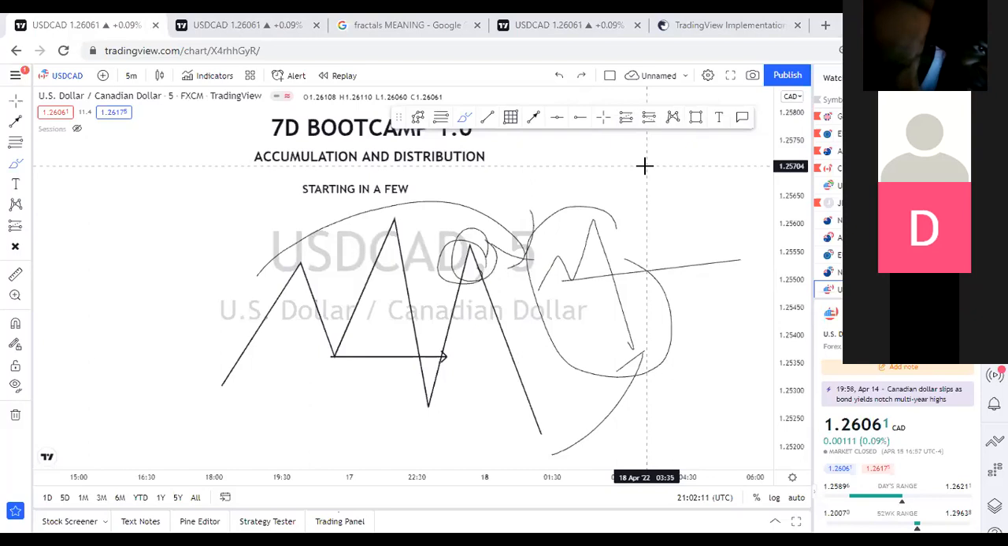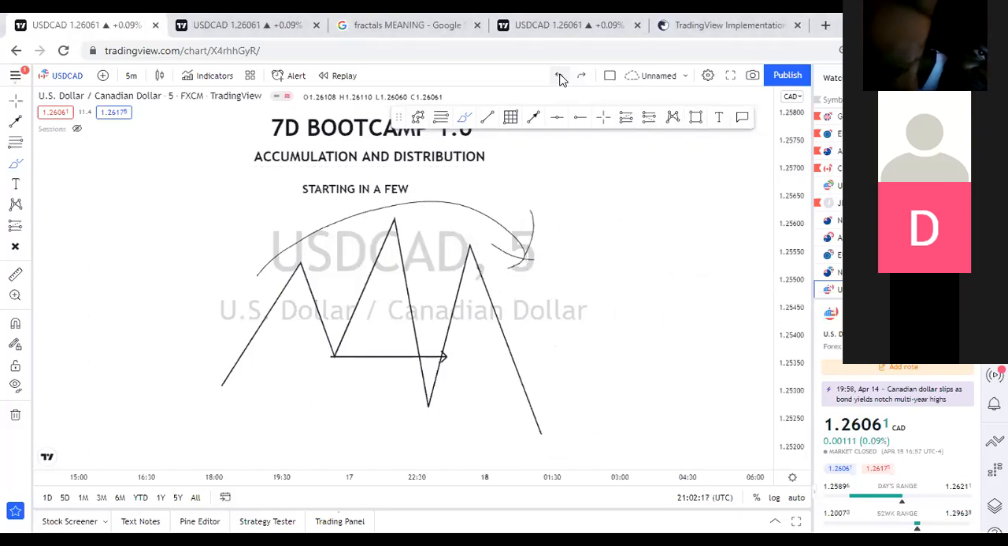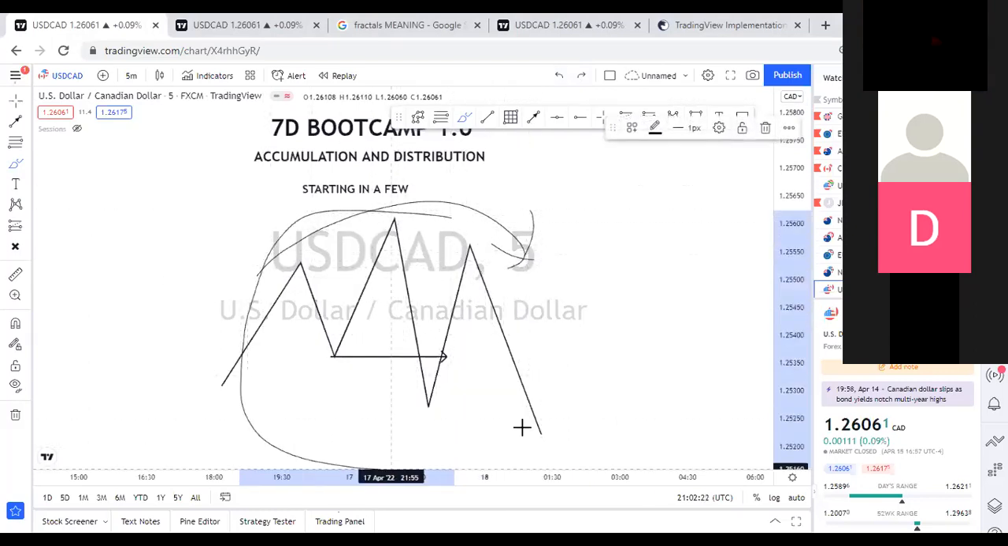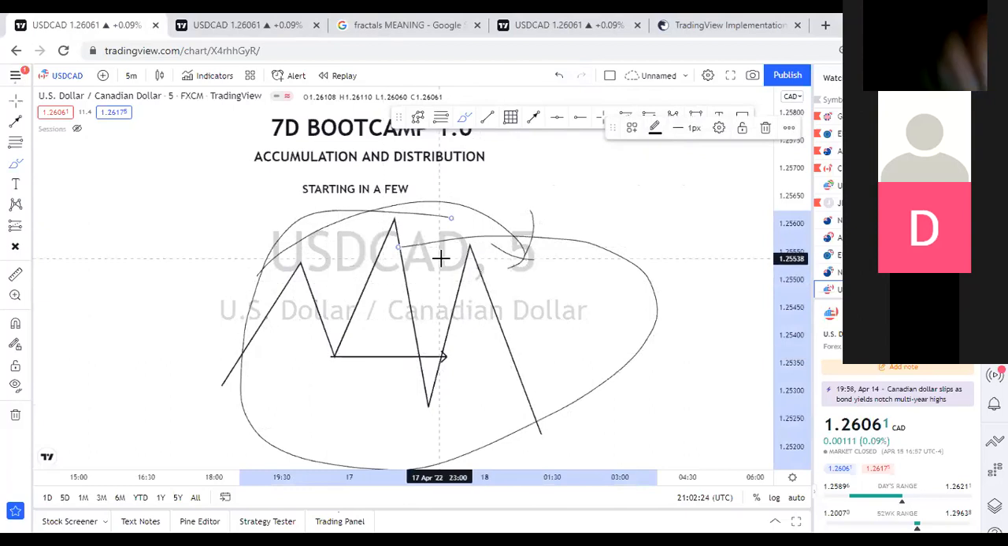Now I'll take it again. Do we understand this whole idea of distribution here in a bullish structure, right? Drop a 111 if you understand that.